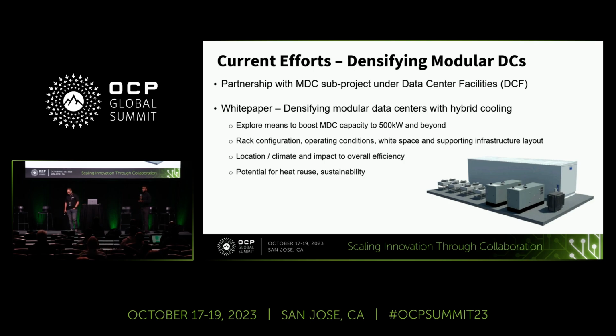So the first was densifying modular data centers, and this is a partnership between the modular data center sub-project under DCF and the radar heat exchanger project. What we're looking at really is to boost or expand the performance of the modular data center up to or above 500 kilowatts. We're looking at everything: the rack configuration, white space, the infrastructure layout, as you see in this image here that we have extracted from that paper. And we're also looking at location and climate, and how that would affect the efficiency of this operation, as well as the potential for heat reuse.